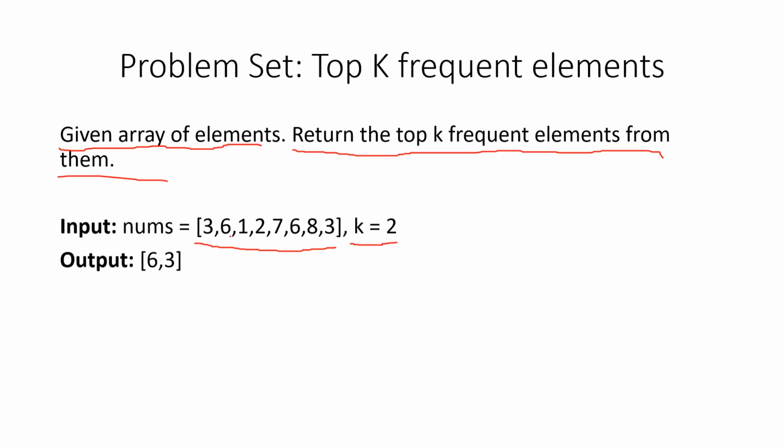Here you see that 6 repeats two times. 3 also repeats two times, as you can see, and all other elements repeat only once. So 3 and 6 repeat the most. So it's the top k frequent elements. So what do we do here? Again, take a pause, think about how you would solve this problem.